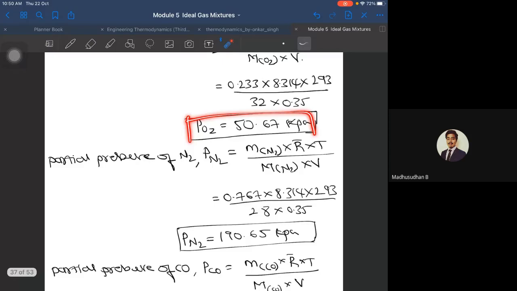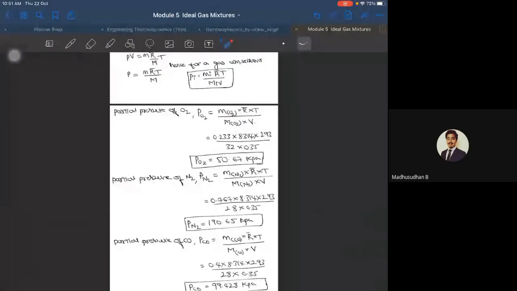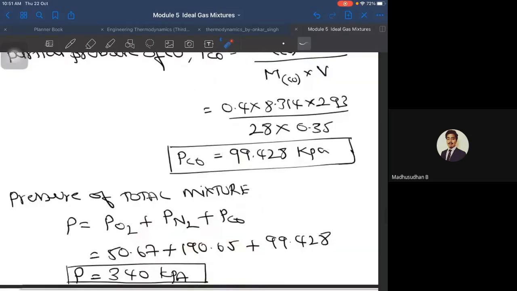Now, how am I supposed to calculate? I know there are three constituents. I have calculated the partial pressures of all three constituents. Now I need to calculate the total pressure of this mixture of three constituents. How will I do it? Add, simple. Which law helped you in understanding this? That is Dalton's law. If you add all these three, you will get the total pressure of the mixture, according to Dalton's law, same as I have applied here.